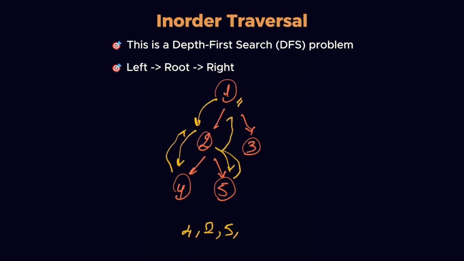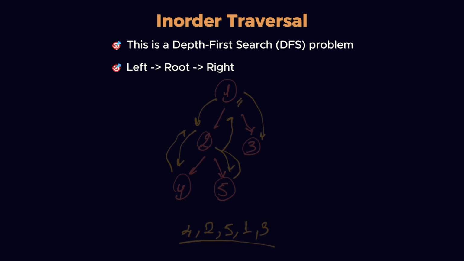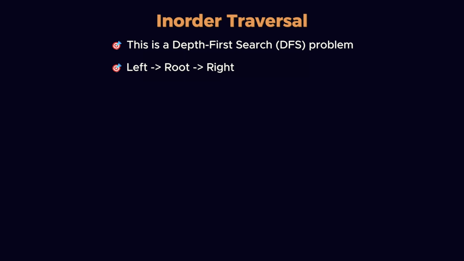Back to root. We have finished the left subtree of the root, so we visit node 1 now. Go right of root, node 3. Node 3 has no children, so we visit it directly. Final in-order traversal output is 4, 2, 5, 1, 3. In-order is great for binary search trees. It returns nodes in sorted order. We always go left, root, right. And that's exactly what we just did.